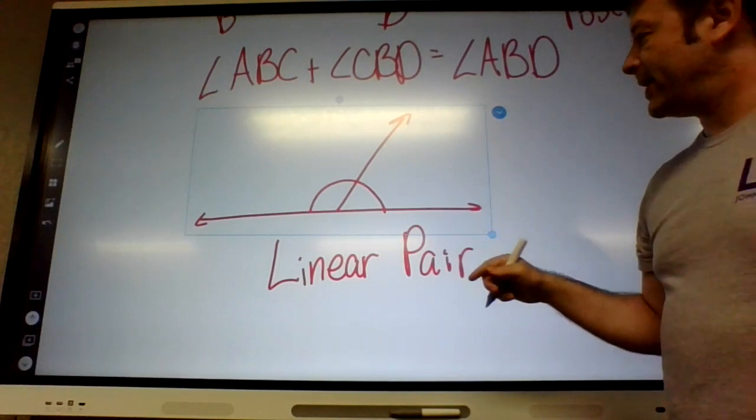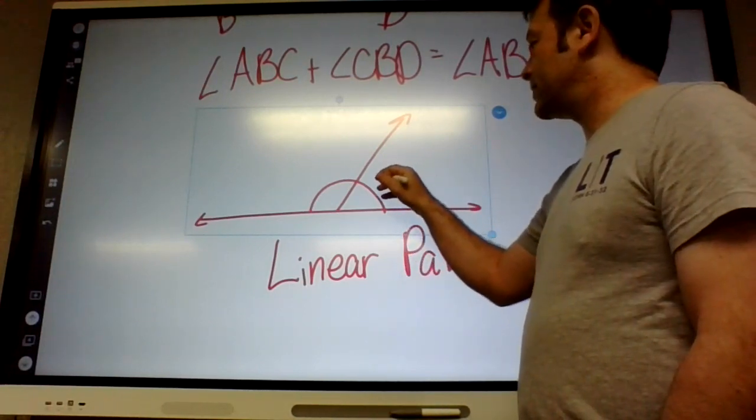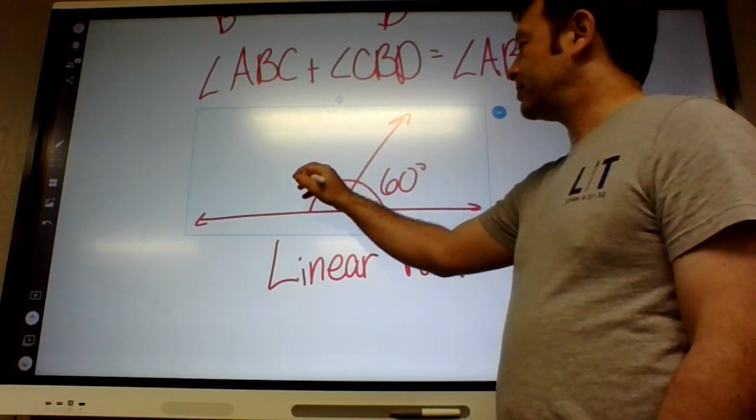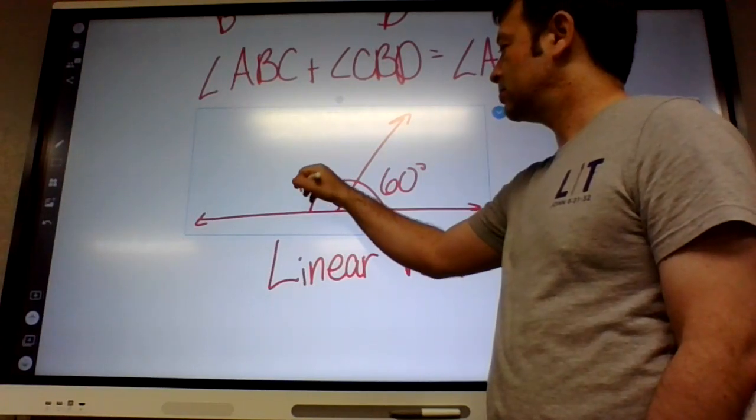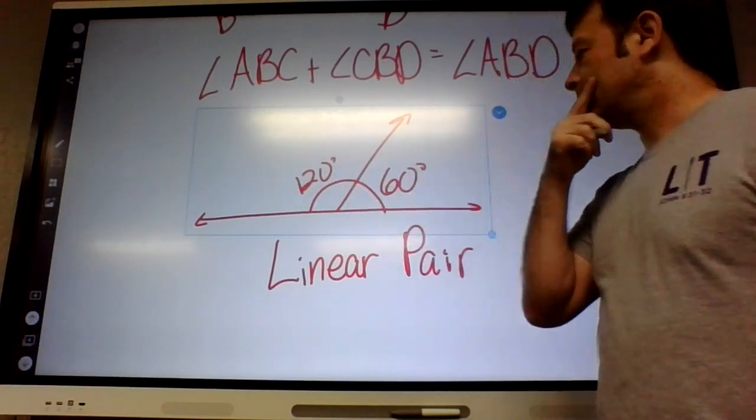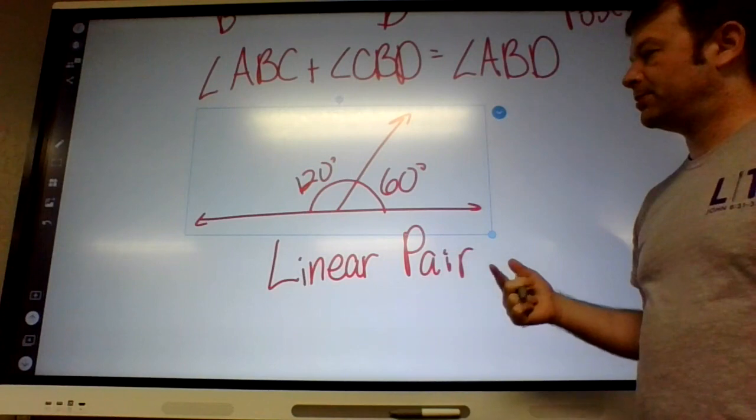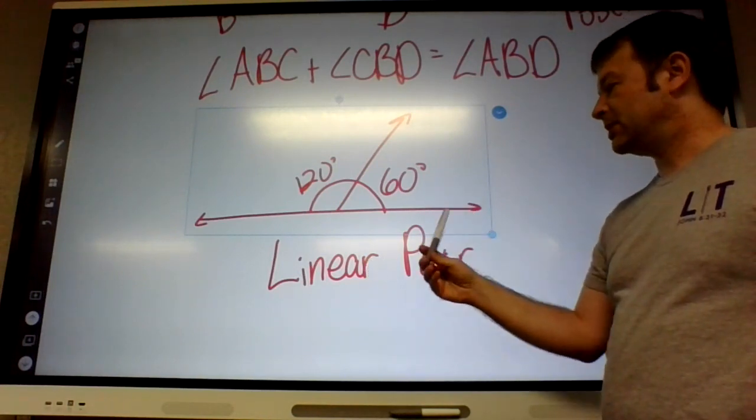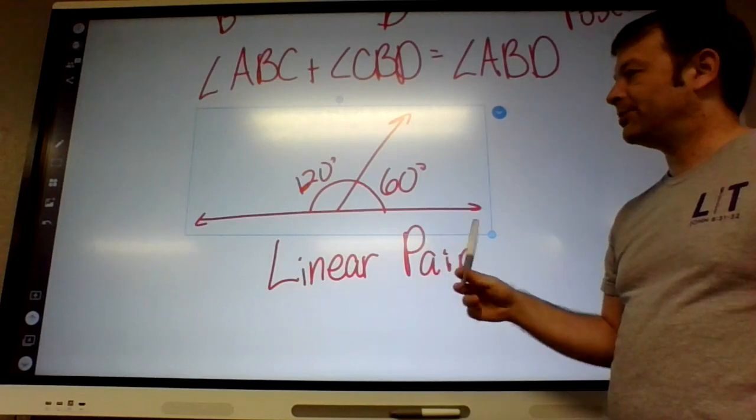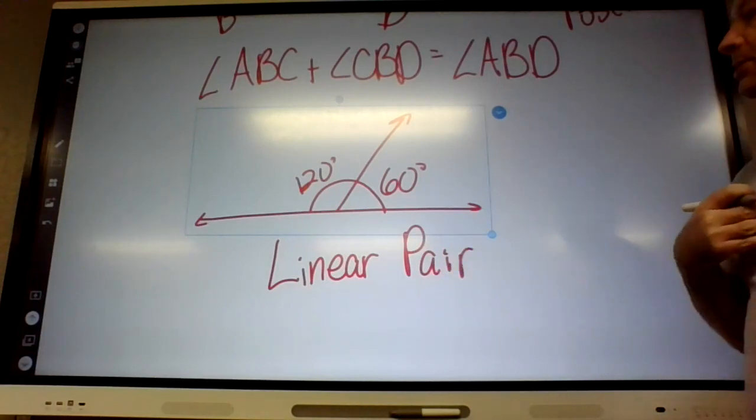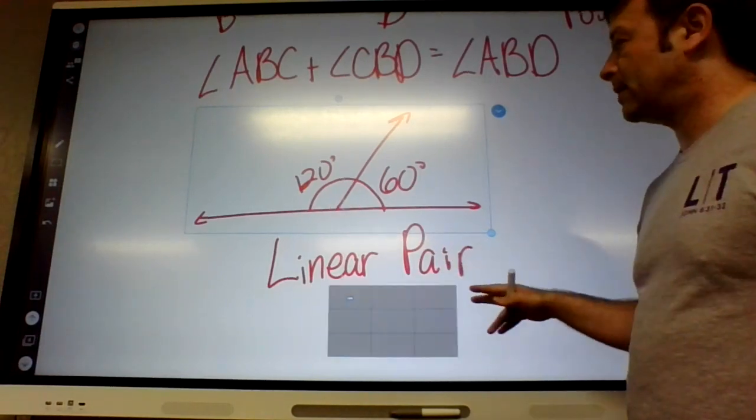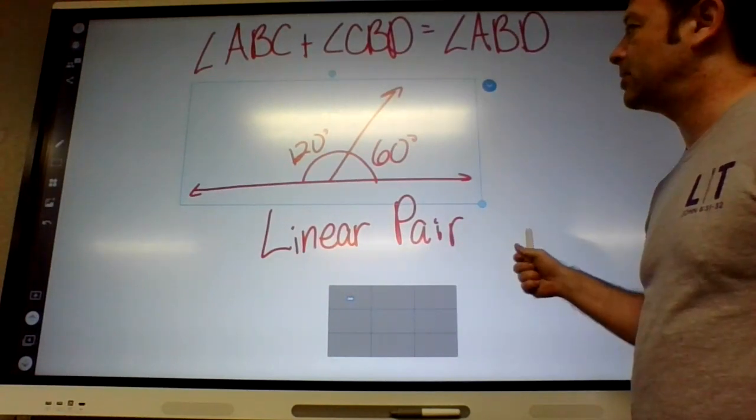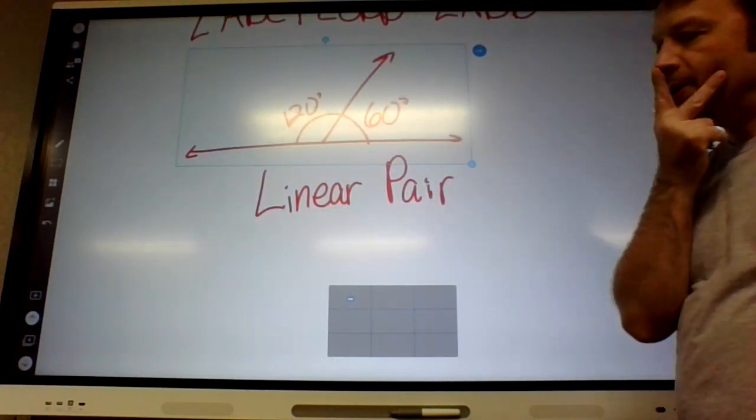The fact that they have to add up to 180, like if this was 60 degrees, what would this one have to be? 120. Okay, that's actually a theorem. It's called the linear pair theorem. Linear pairs always add up to 180, because they make a straight line. Kind of obvious, but still a theorem.